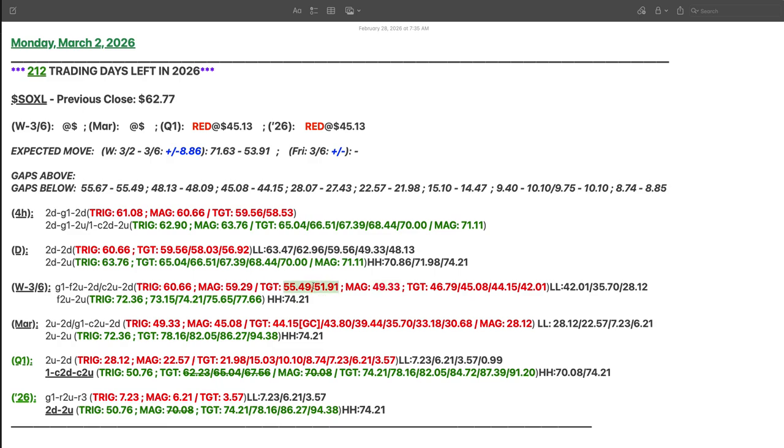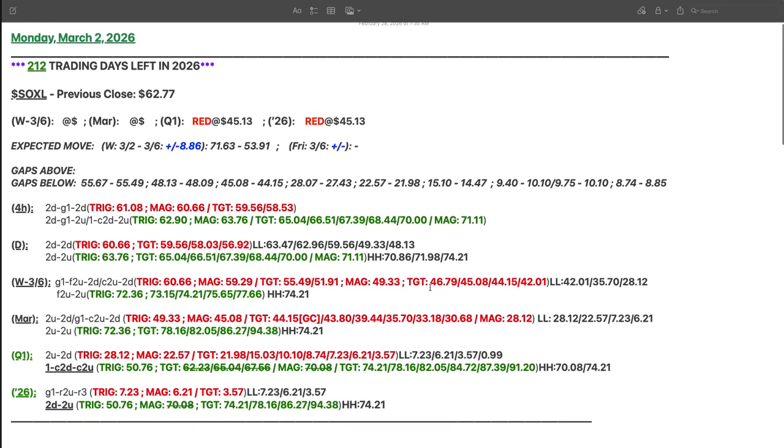We do have these intermediate targets on the way to the magnitude of 49. But if the rug really gets pulled, forget these intermediate targets. 49.39 will probably be the place that we either stop or bounce.